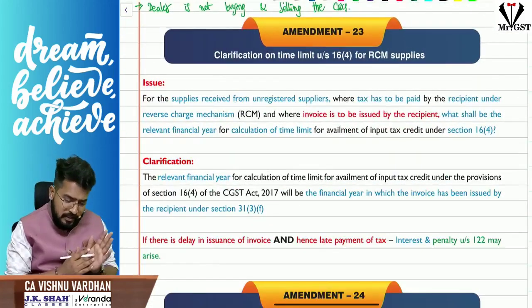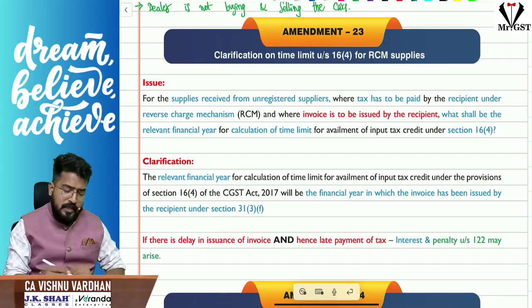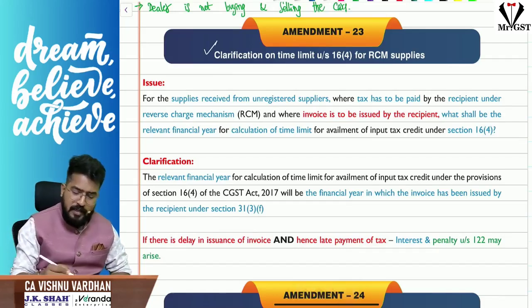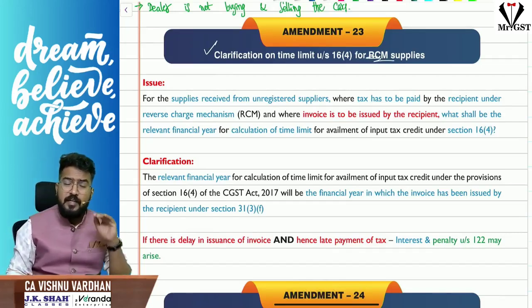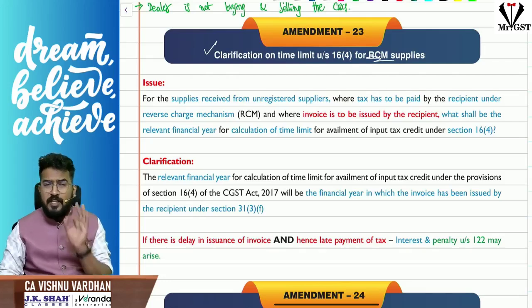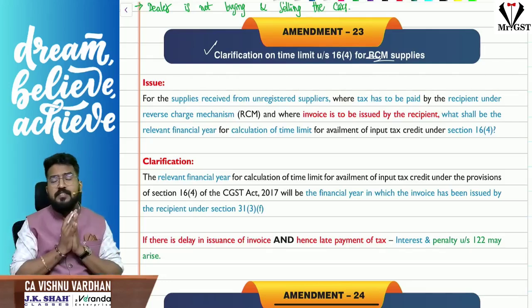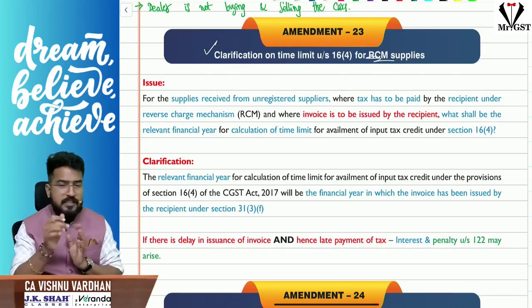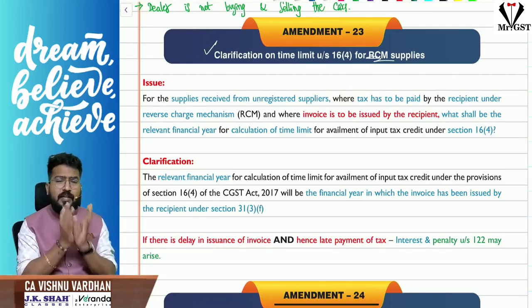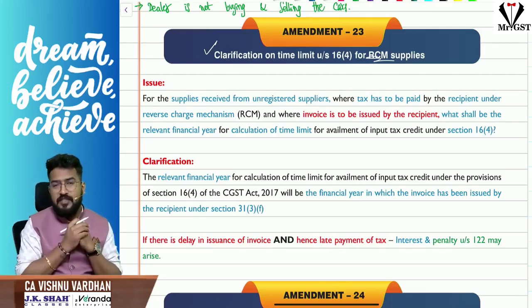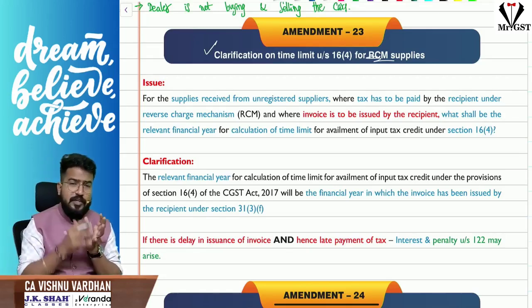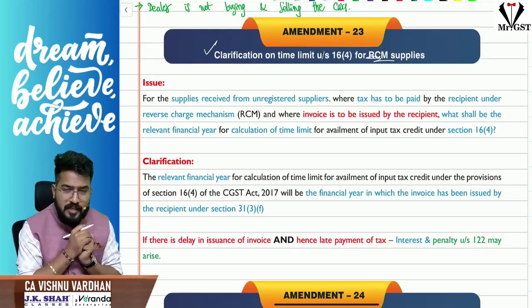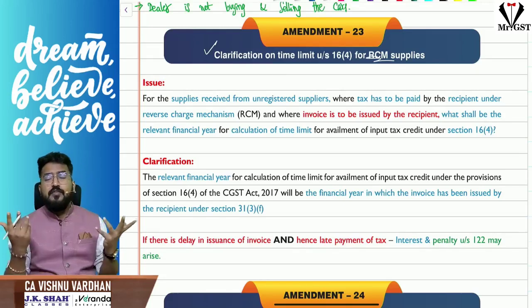Next one is the clarification with respect to the time limit for availing ITC in case of RCM supplies, where the recipient is required to raise the tax invoice. The doubt is, what is the time limit to take ITC? The time limit to take ITC is in section 16 subsection 4. But sir, in section 16 subsection 4, they talk about the relevant financial year in which the invoice is raised. From that, you should see 30th November of the succeeding financial year or the actual date of filing the annual return of the relevant financial year, correct? Now, in this case, which financial year should I take?